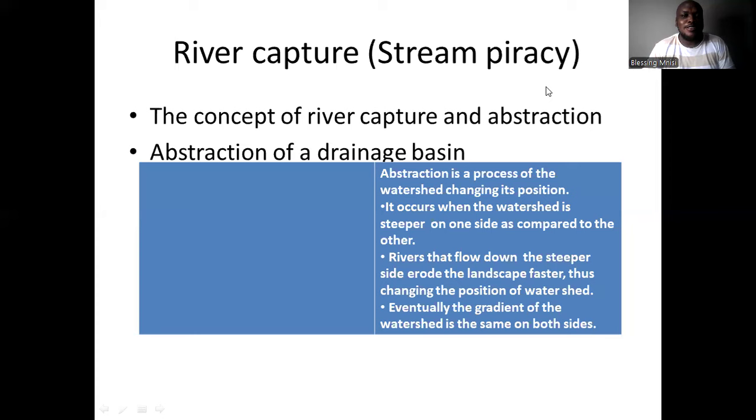Then in today's lesson, we are going to note the following. We're going to discuss river capture.